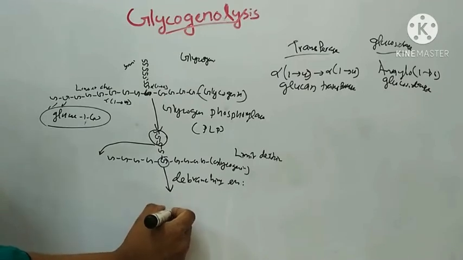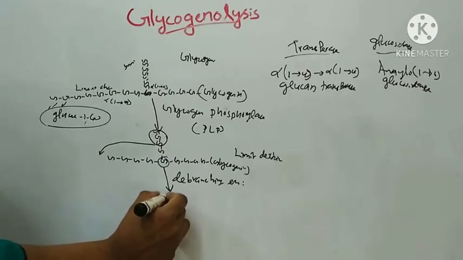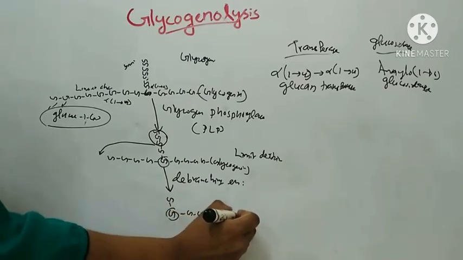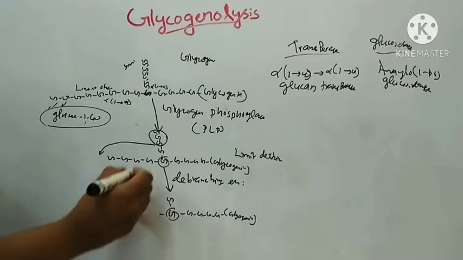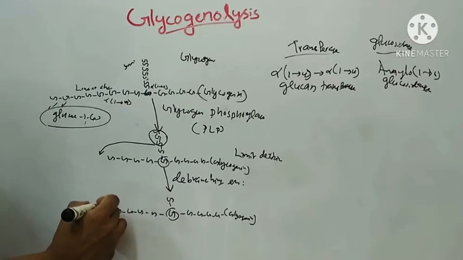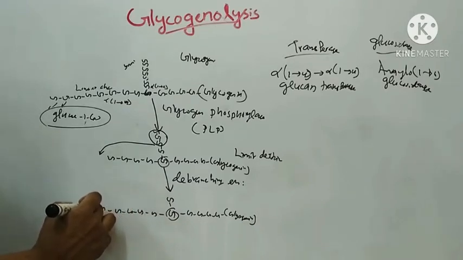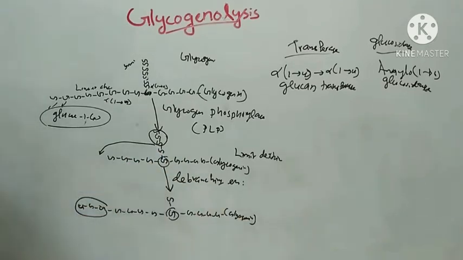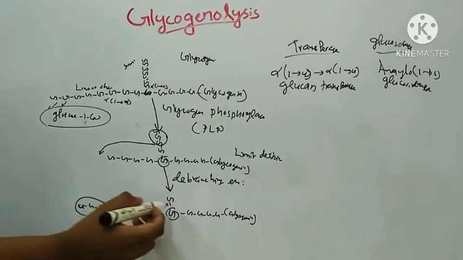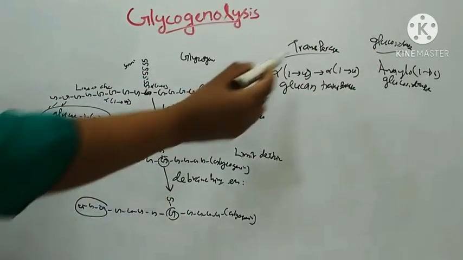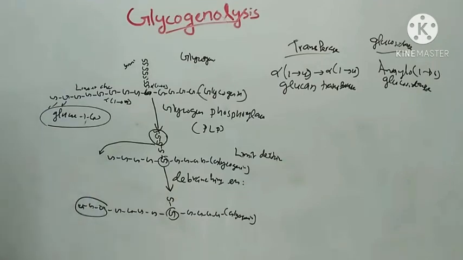So we will get the trisaccharide from the branching point transferred to the linear molecule. Now this point is free for the action of glucosidase. So the first function is transferase, which transfers the trisaccharide to the linear molecule.